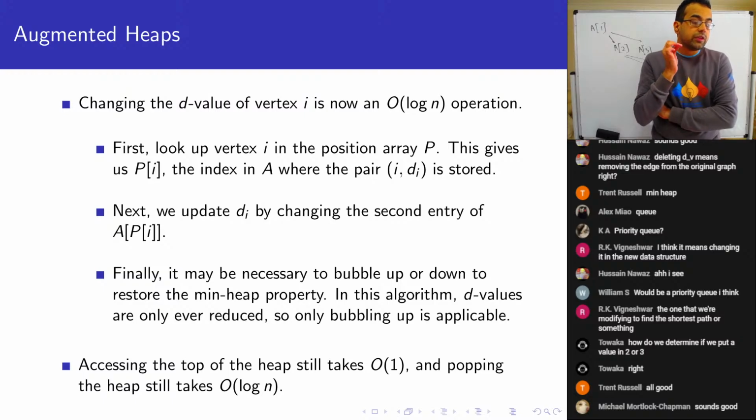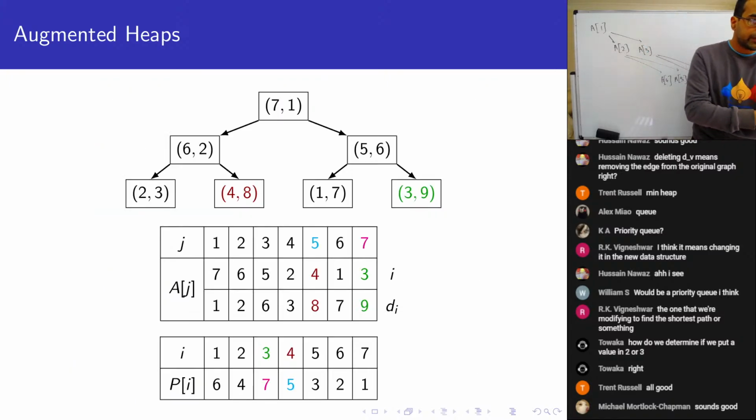Of course, the new value might not respect the min heap property. And so you may need to bubble up or down to restore that heap property. In this case, we're only ever reducing D values, so only bubbling up applies. Let me show you what I mean by that.